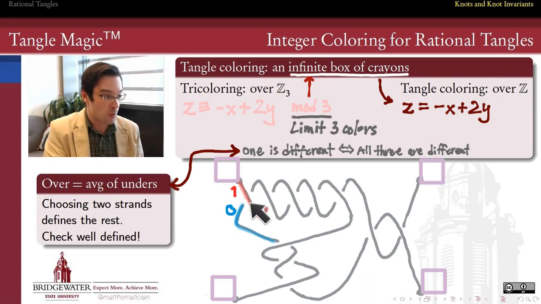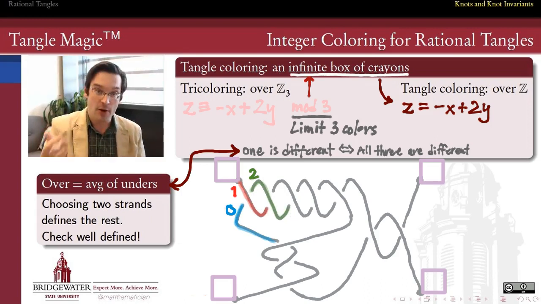And I'm actually going to choose 1 to be my overstrand here. The reason I want to do that, for no particular reason, but the reason I'm going to do it is to make sure that then my next strand ends up being a positive number. Right? The color of this strand is determined by twice the over minus the under. 2 times 1 minus 0. That's going to give me the color of this strand to be 2.